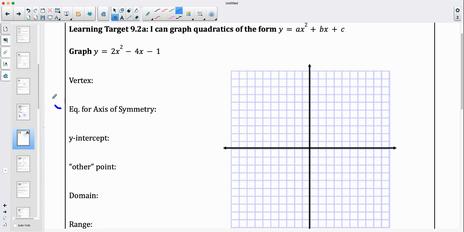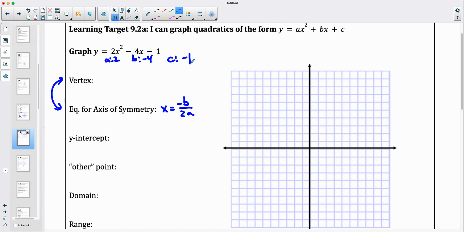So actually, these two should be reversed. I'm not going to be able to get the vertex without the axis of symmetry. So those should have been backwards. That's just a typo. But what we have for axis of symmetry is this equation, negative b over 2a. And what we're plugging into those are these values: a is 2, b is negative 4, and c is negative 1. That's going to help us with something a little later.